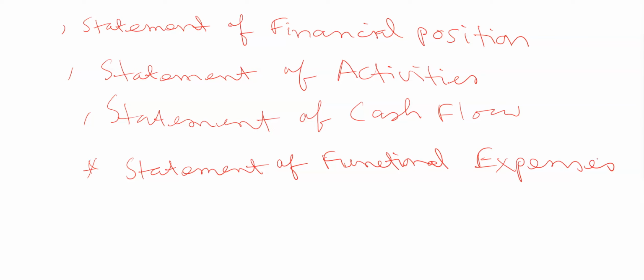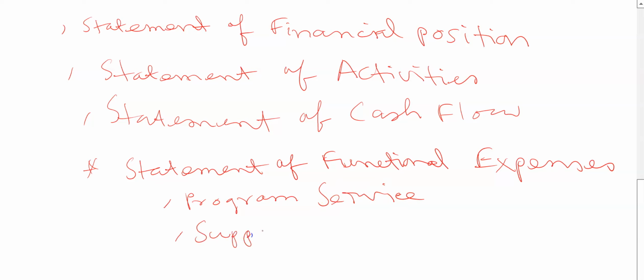So what do you mean by functional classifications? All expenses will be categorized either into program service expenses, or the other category, supporting service expenses. So program service means that the expenses are related to the mission of the entity, and on the other hand, supporting service expense means other activities or expenses that relate to administrative activities or fundraising costs.